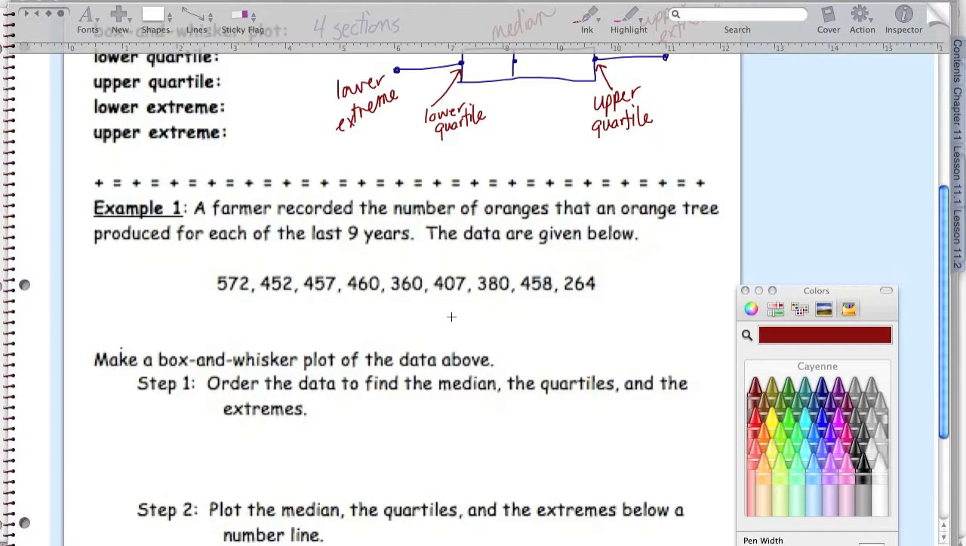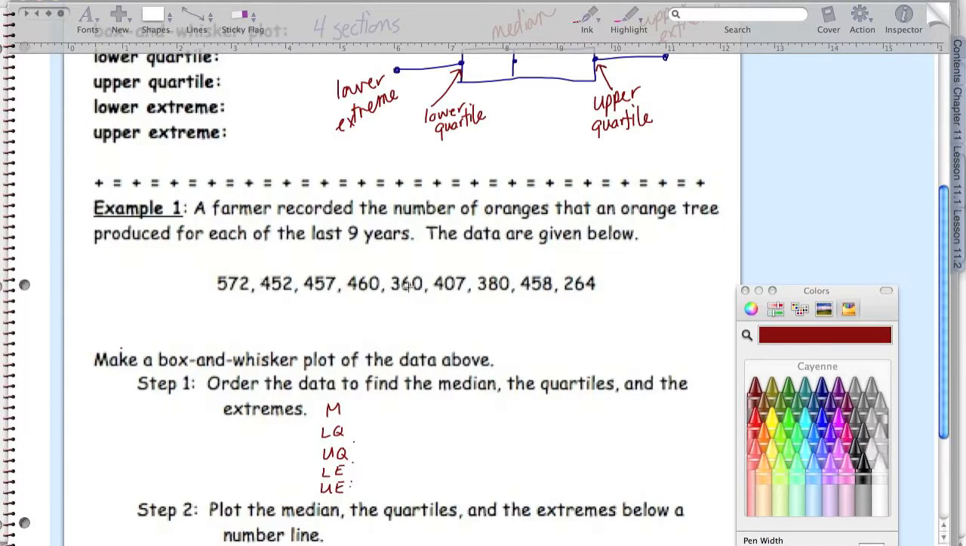The first step says to order the data to find the median, the quartiles, and the extremes. So we need to find the median, lower quartile, upper quartile, lower extreme, and upper extreme. These are the 5 things that we need to find. Okay, so first we need to order the data.